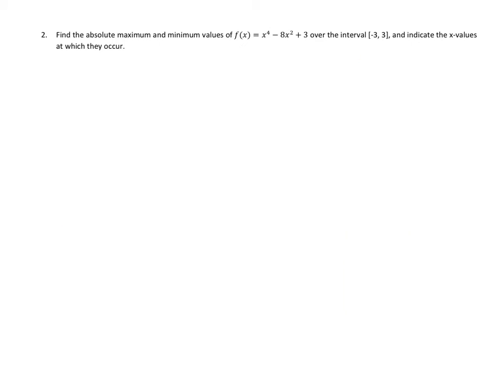Let's look at another example where we want to find the absolute maximum and minimum values of the function x to the fourth minus 8x squared plus 3 over the closed interval -3 to +3. Our first step is to take the derivative. So f prime of x is going to be 4x cubed minus 16x. Then the next step is to find our critical values.